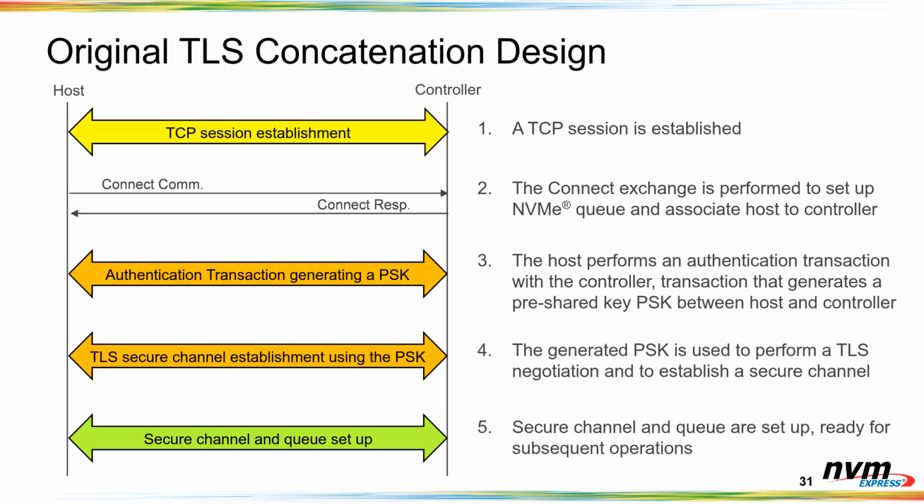So this leads to the original TLS concatenation design, which is that we set up a TCP session without TLS, connect up the admin queue, run the authentication transaction, generating a PSK for TLS, run TLS over that TCP session, using the PSK to authenticate this TLS secure channel. And now we have the secure channel and the queue set up, and we've done authentication, and we've done TLS. And this is how we leverage DH-HMAC-CHAP to get not only the authentication of the endpoints, but also setup of a secure channel.